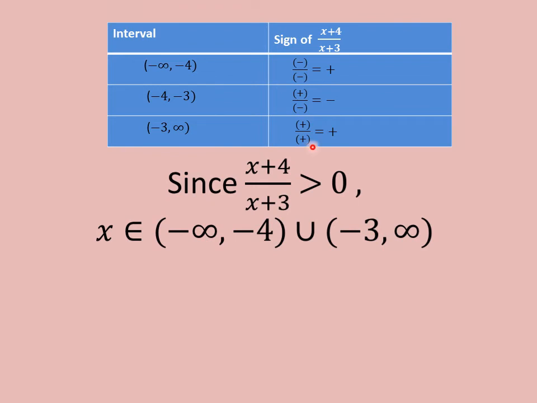And in the question we have, in the last step, we found x plus 4 by x plus 3 greater than 0. After this only we equate it to 0. So that condition we have to take. Here we have greater than 0, so greater than 0 means positive. Positive means the first interval and last interval you have to take. X belongs to, and here no equal sign is there, so you have to put an open bracket. So minus infinity, minus 4 union minus 3, infinity.